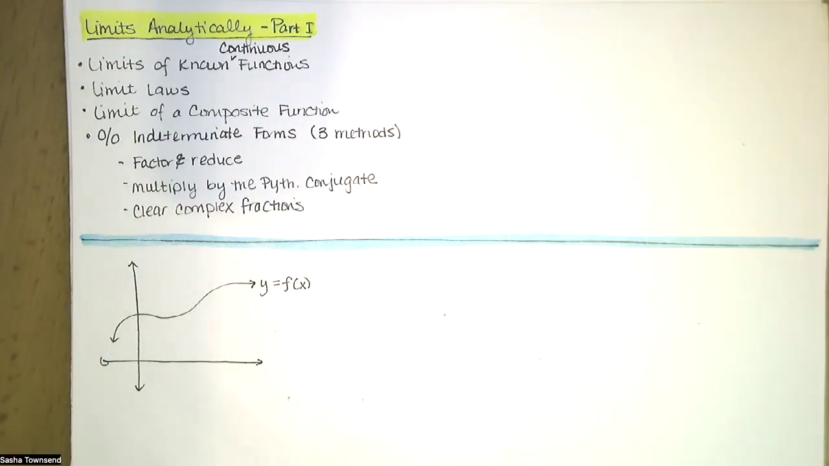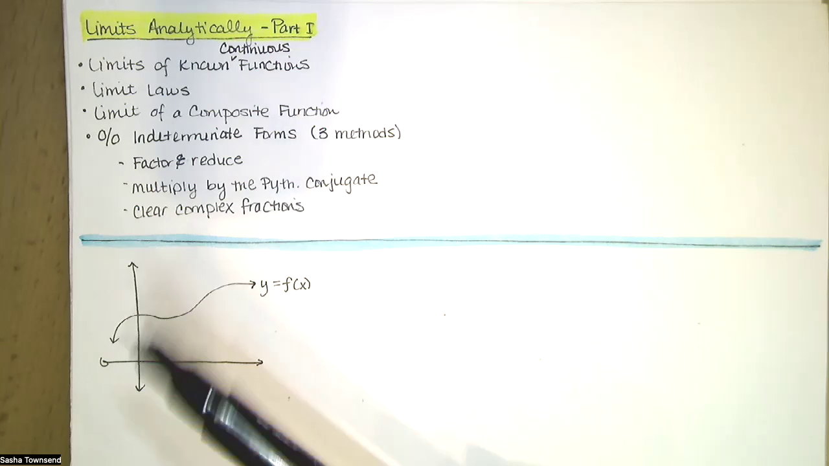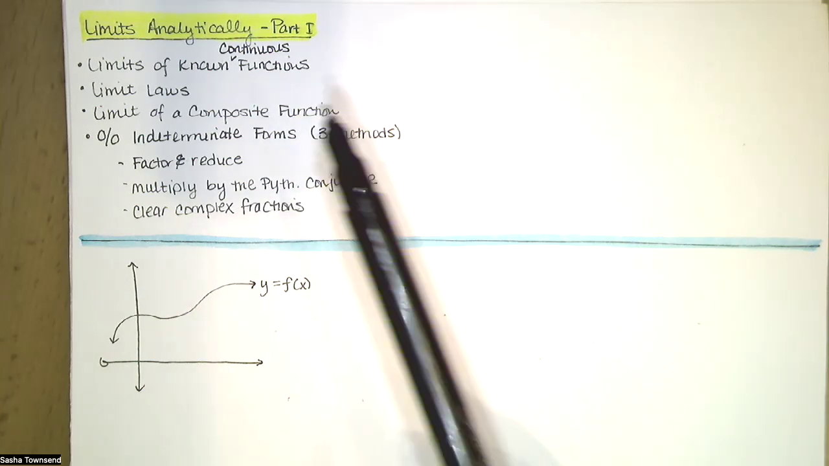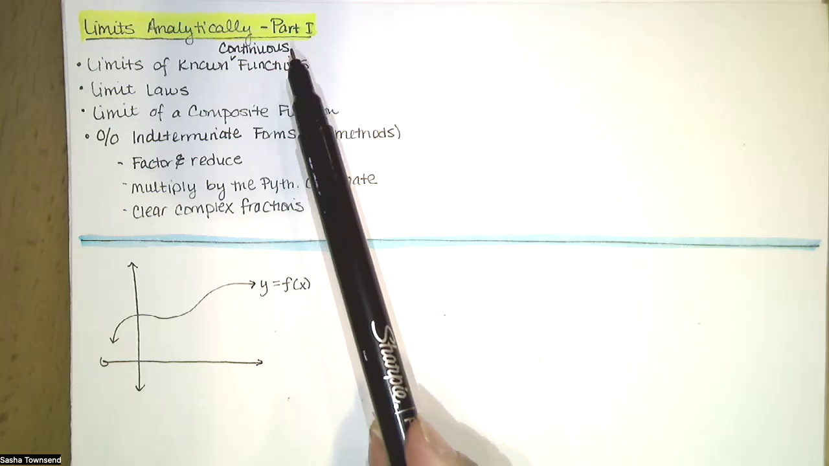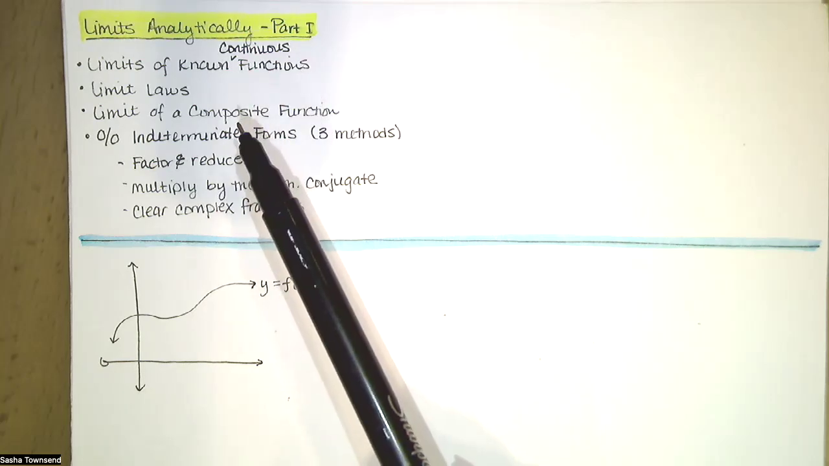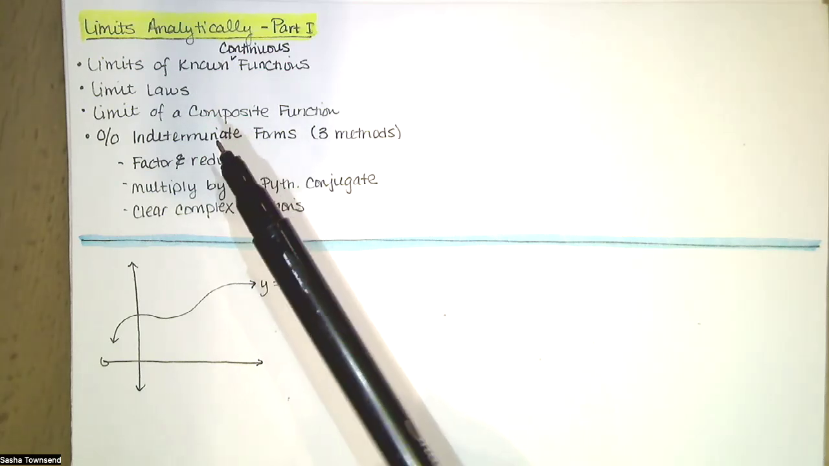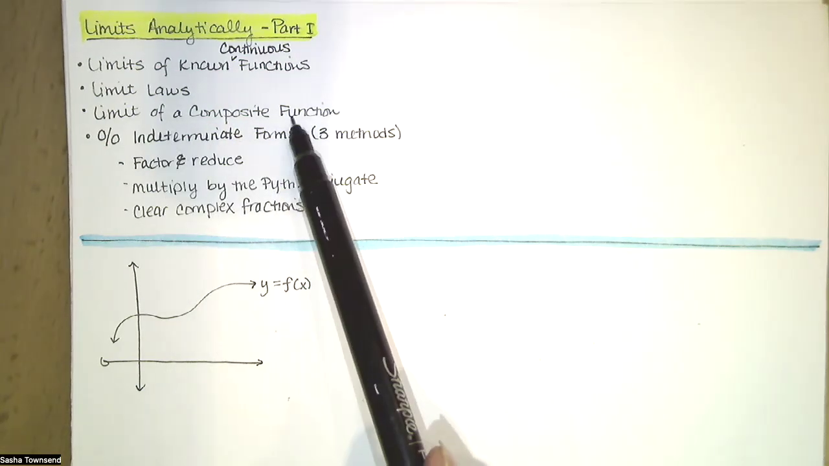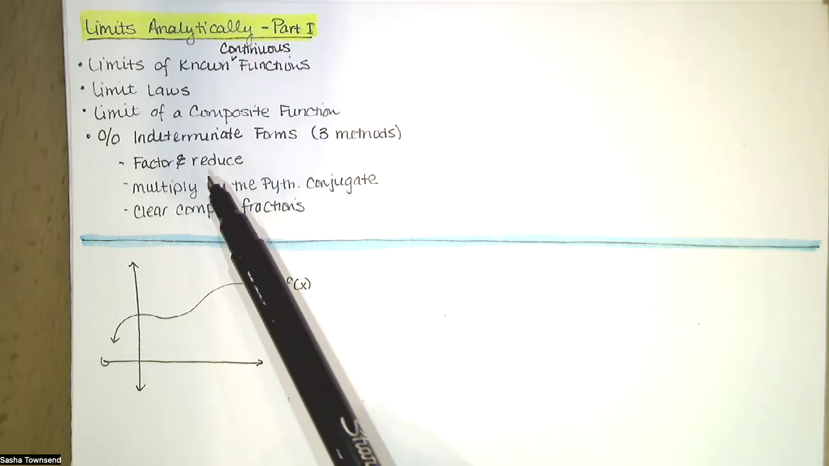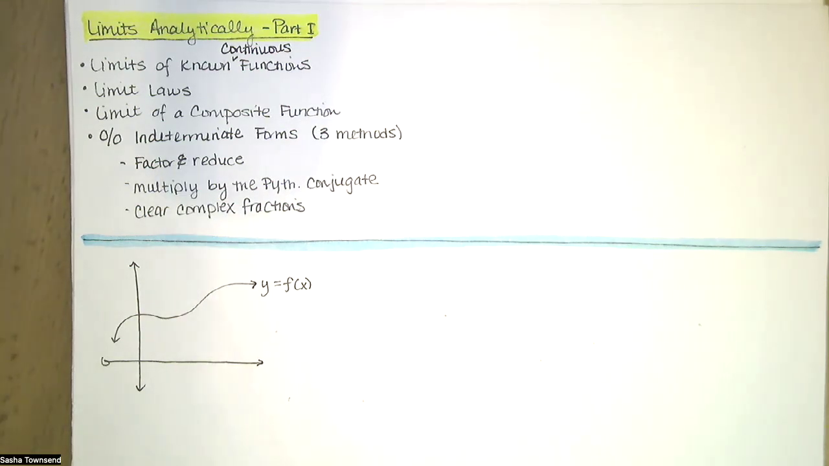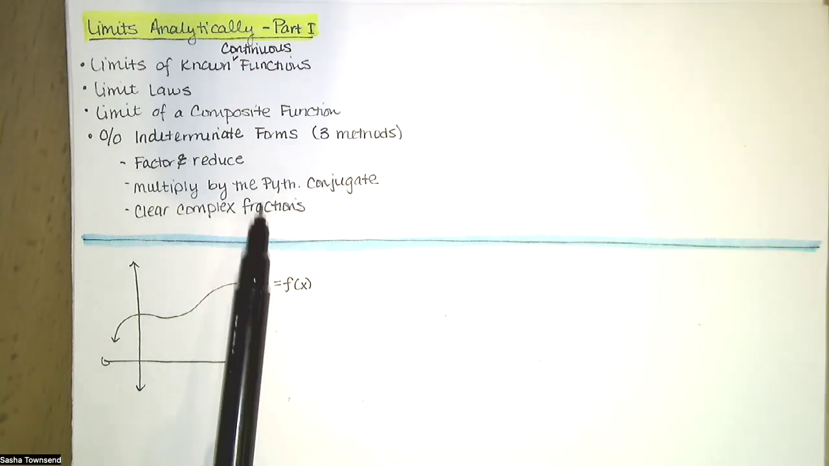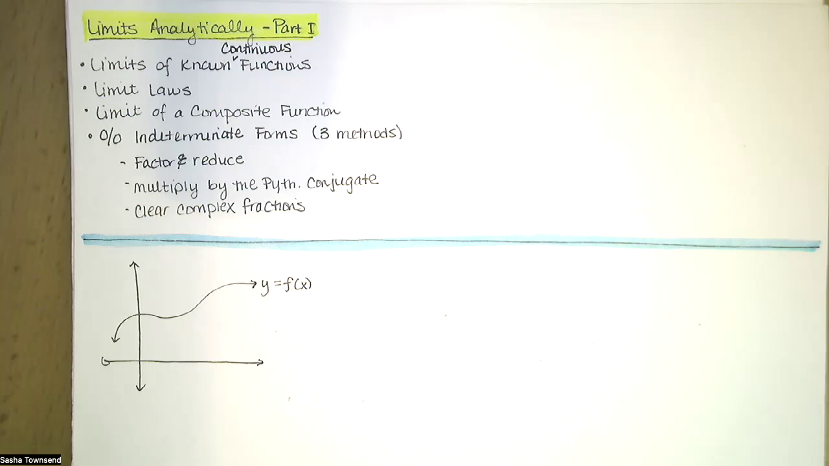In this video, we talk about computing limits analytically. We're going to discuss limits of known functions, including primarily continuous functions. We'll talk about limit laws. We'll talk about the limit of a composite function. And then we'll talk about 3 methods for eliminating 3 different types of 0 over 0 indeterminate forms by factoring and reducing, multiplying by the conjugate, and clearing complex fractions.